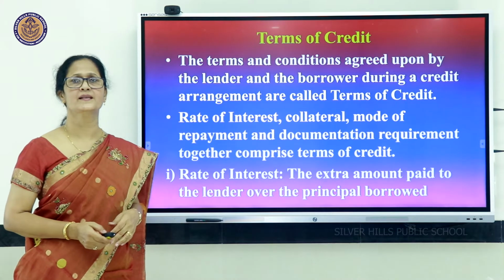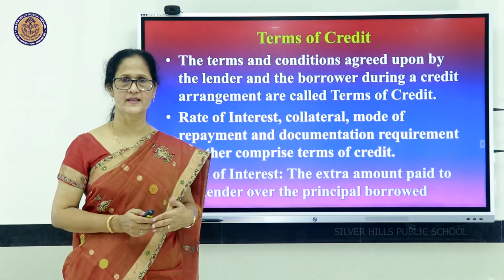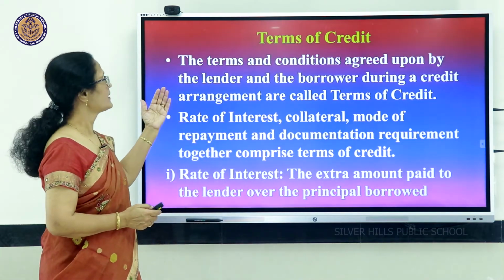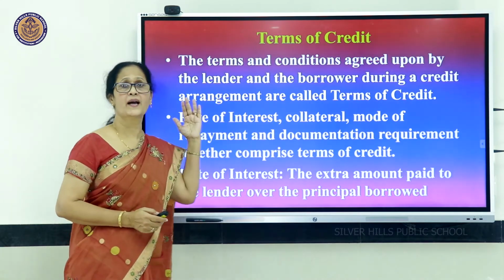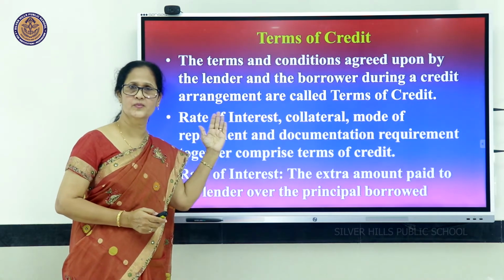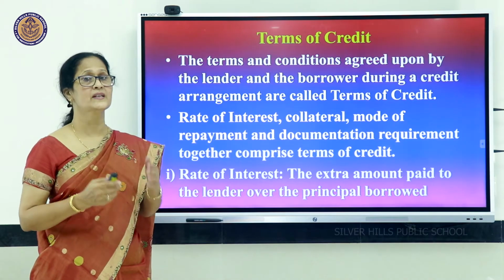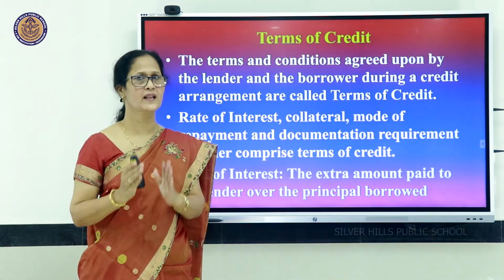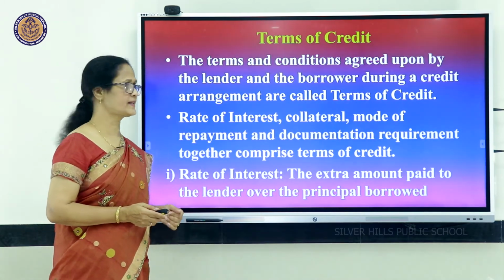Next topic is terms of credit. What are terms of credit and how do we define them? The terms and conditions agreed upon by the lender and the borrower during a credit arrangement can be called terms of credit. So the terms and conditions agreed upon by the lender and the borrower during a credit arrangement is called terms of credit.